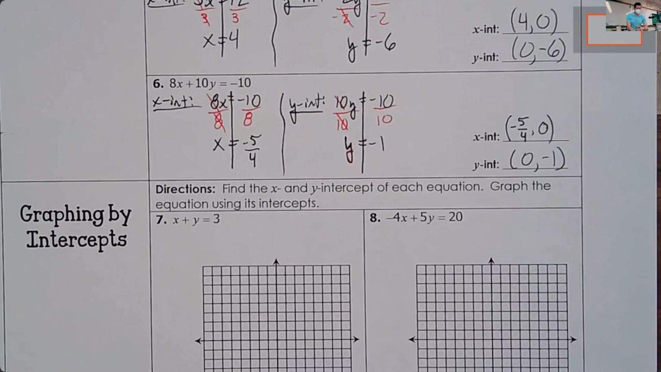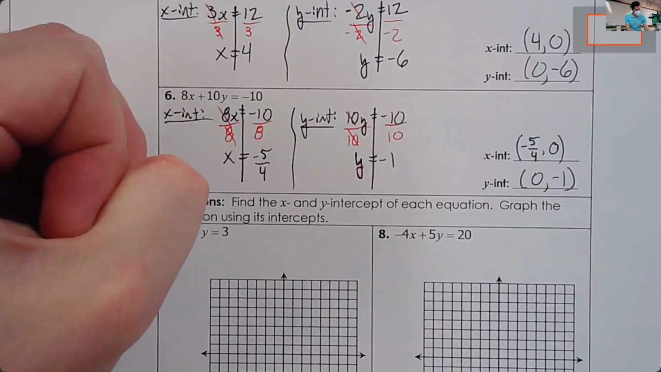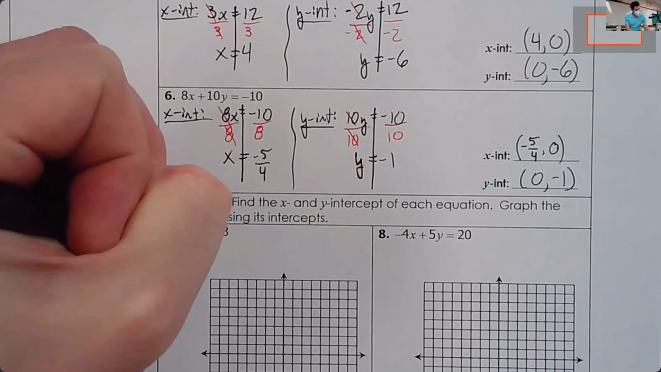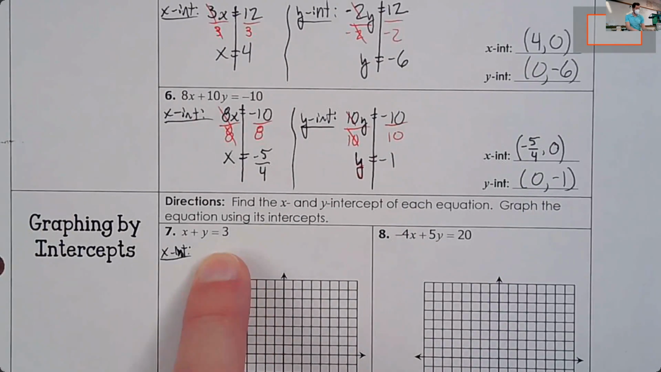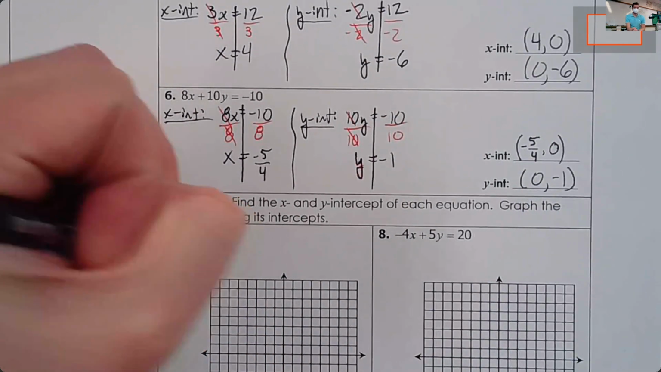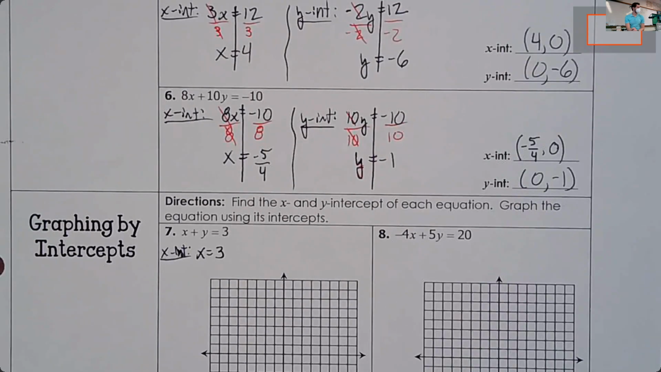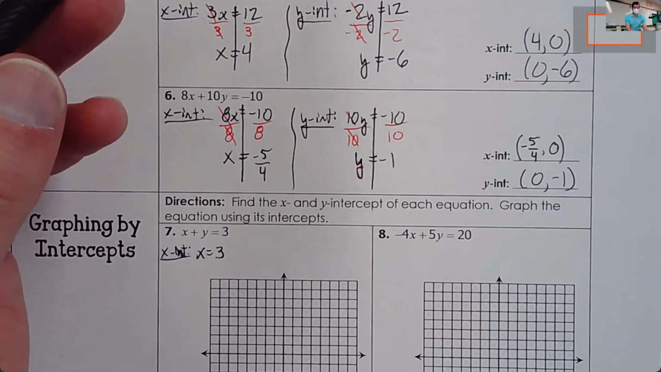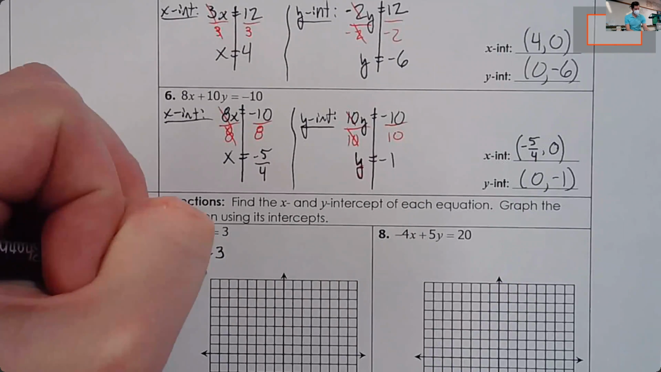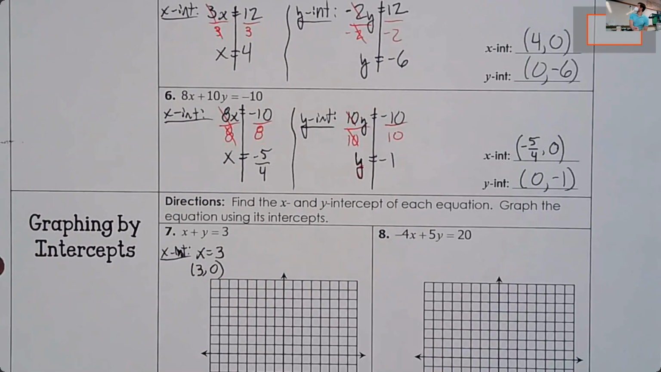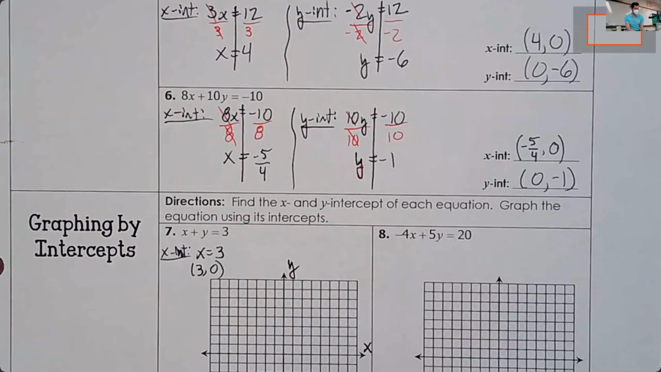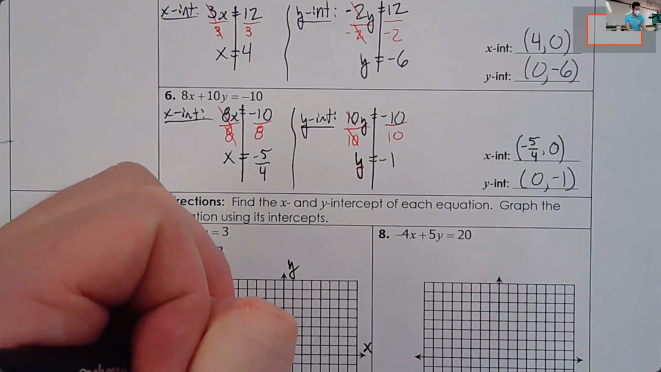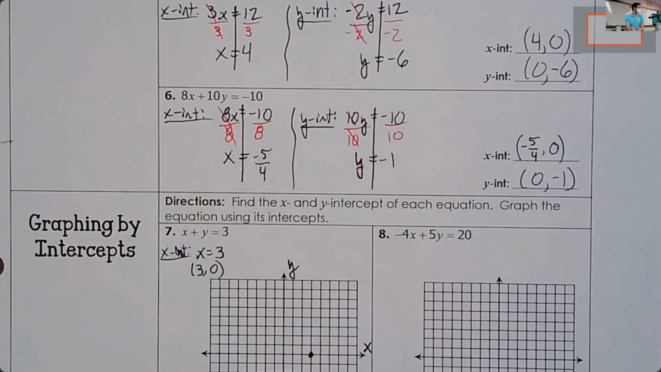All right, let's try number 7. So for the x-intercept on number 7, we're going to plug in 0 for y and solve for x. If you plug in 0 for y, the y goes away and you're left with x equals 3. There's nothing to do there. That's the answer. X equals 3. So the x-intercept is the point (3, 0). So we can put that on our graph. That's on the x-axis. So here's the x-axis. Here's the y-axis. If we go over 3 from the middle of the graph to the right, 1, 2, 3, there is our x-intercept right there.